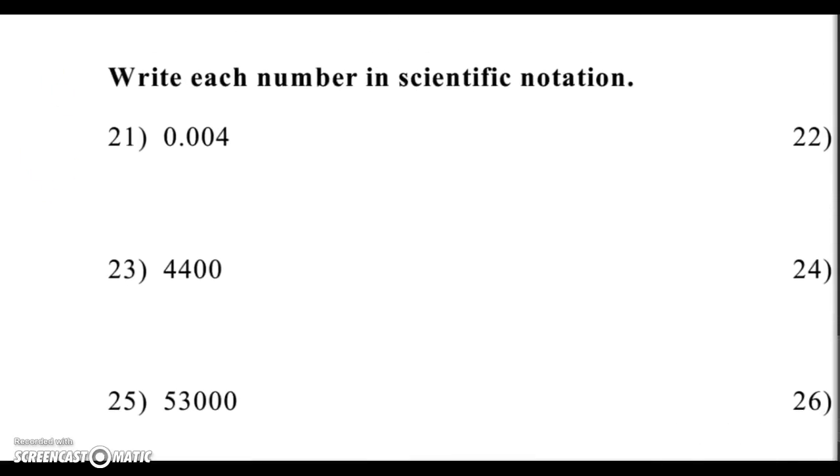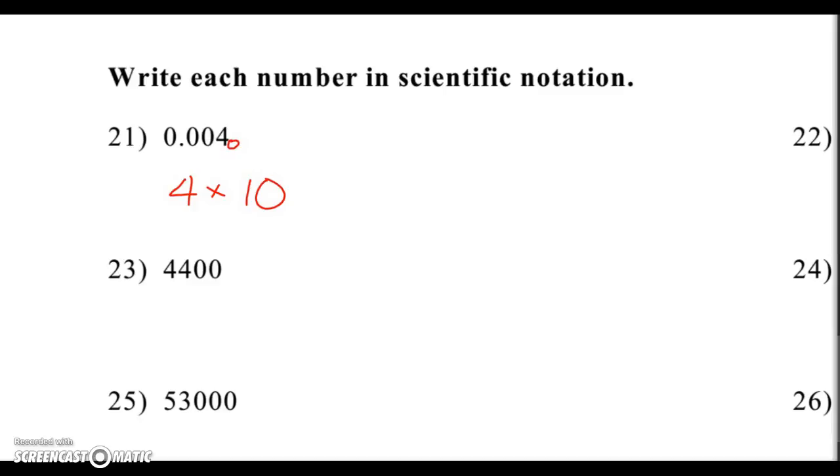And then the last few here just want us to write the number in scientific notation. So we need to figure out where to move that decimal place to, and then which power of 10 we can multiply it by. So for number 21, we have 0.004, and we want to turn that into scientific notation. Remember that your first number in scientific notation has to be greater than or equal to 1, and less than 10. So I'm going to want to move my decimal right there. So that is going to give me 4 times 10 to the something.